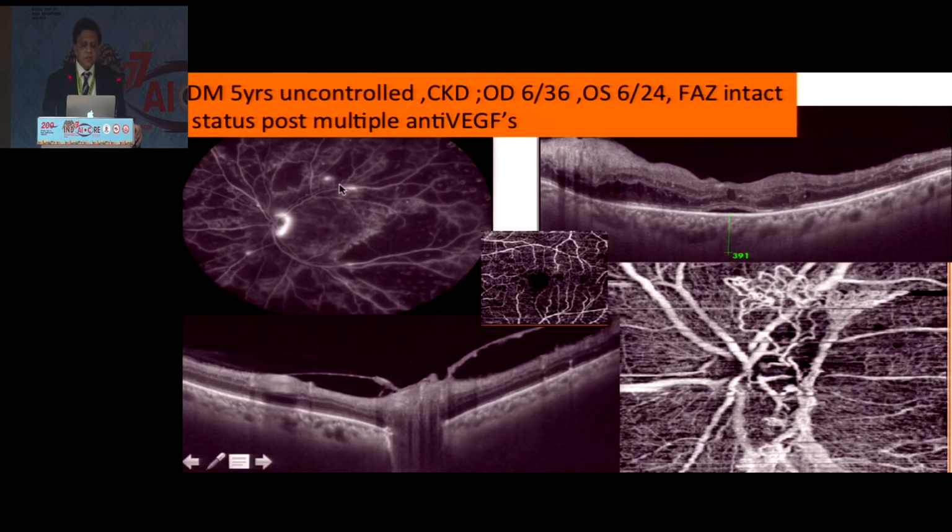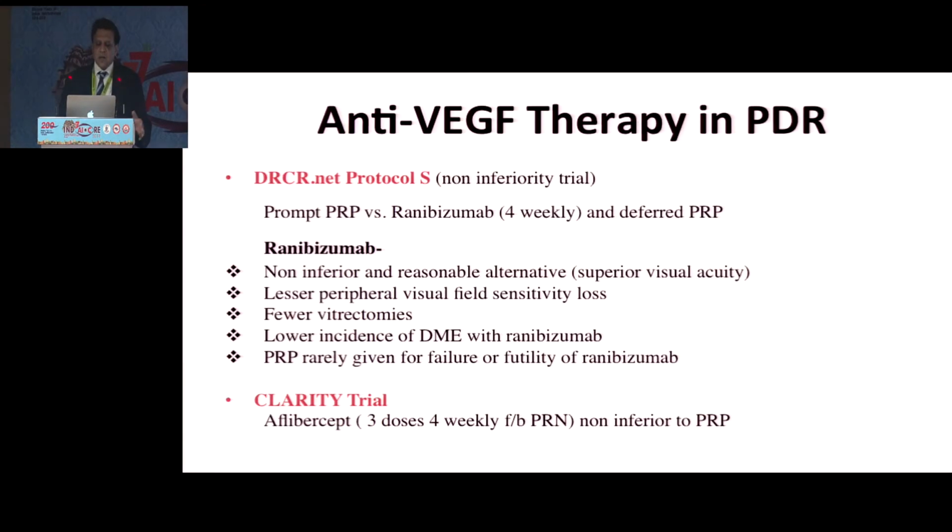This is a patient who's got PDR, and he's uncontrolled, he's got chronic kidney disease. In such cases we don't inject fluorescein, we just get the OCTA done. So these are the kind of cases where you can give the anti-VEGF, but post multiple anti-VEGFs he's not responded. So this is the advantage of imaging: even if the patient has not responded, you might like to switch the antibody or go straight to steroids or that kind of therapy.